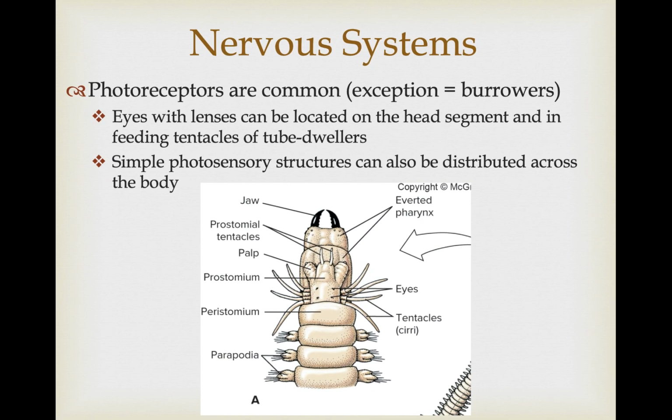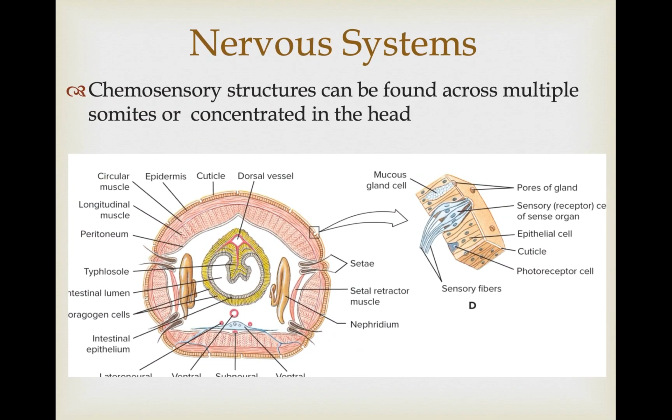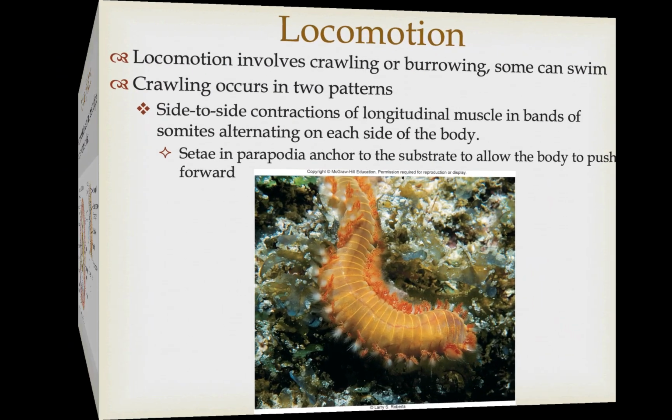There are also chemosensory structures found across multiple somites throughout the body, basically, and some can be concentrated in the head too with those that have a greater cephalization. So here we can see a concentration of these sensory structures that are found just in the epithelium associated with each of the somites running the length of the body.